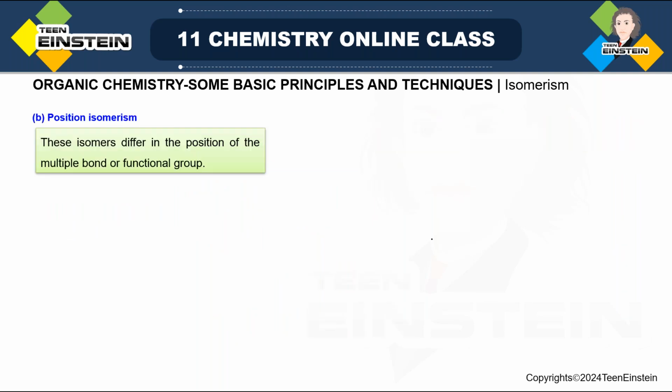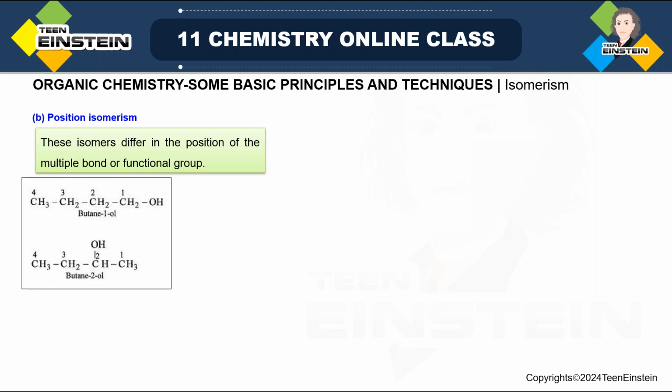Now position isomer. So in this case, what happened? The position of the multiple bond or functional group changes, but the basic parent chain is not changed. So see the example. Here we have an OH group. The parent chain here is butan-1-ol, and this is butan-2-ol. That means here the total number of carbons is 4. This is also 4 carbon. We have not changed the basic chain. We have just changed the position of OH. In the first case, it is at the first carbon. Now it is at the second carbon. That is the only difference. So the position is changed. Fine.